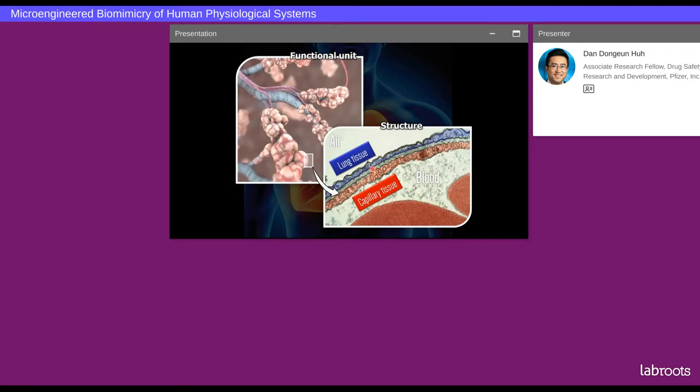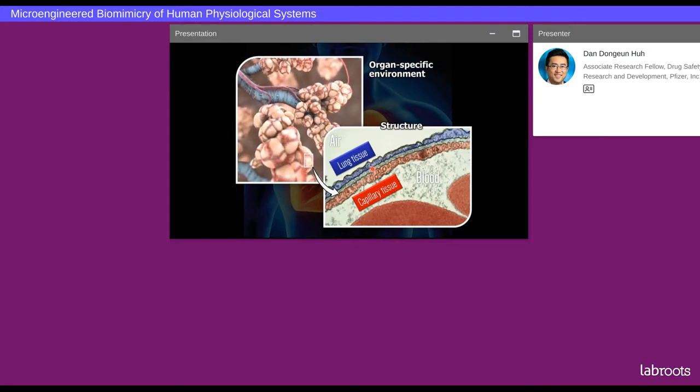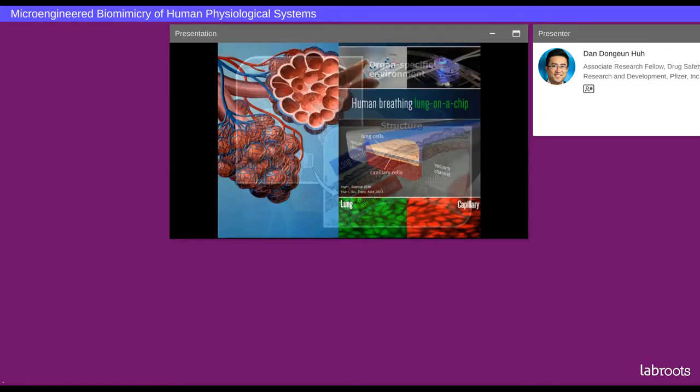And we also pay close attention to the environment of the functional unit. So what's unique about the alveolar system is that there's a blood flow through the capillary blood vessels surrounding the alveolar air sacs, and these air sacs expand and contract during respiration. So once you identify those key features, the next step is to design a microfluidic device that would allow you to mimic those essential features.